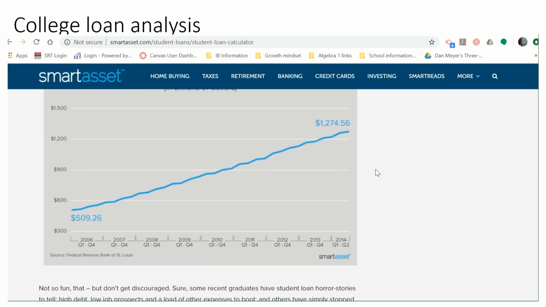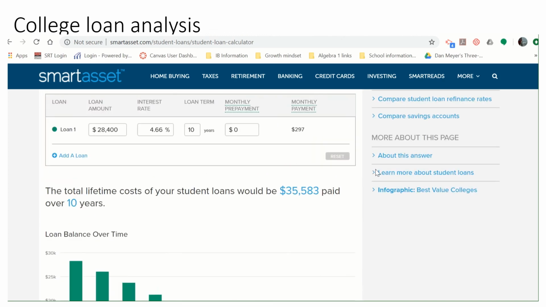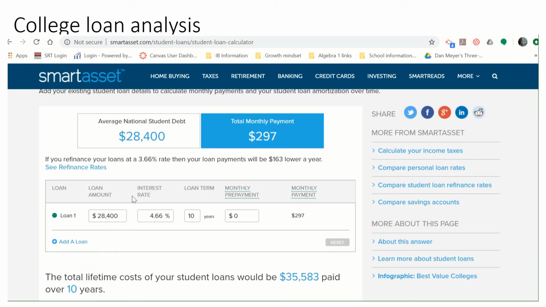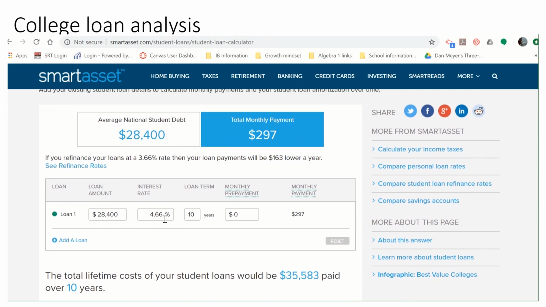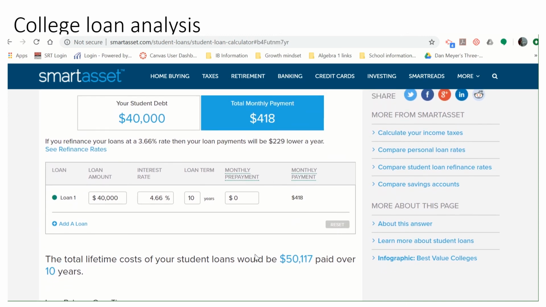Those of you that are seniors especially, you can see what happens. This is the subsidized amount, so this was not accumulating while you were in college. This is how much you pay as soon as you get out. So this is whatever your total of your loans is. Let's say, if you go to 40,000 and your payment jumps up to 418.